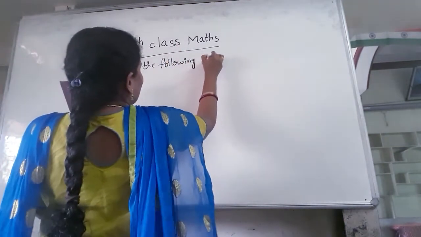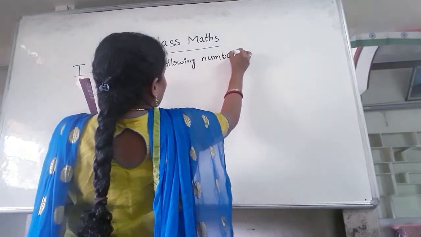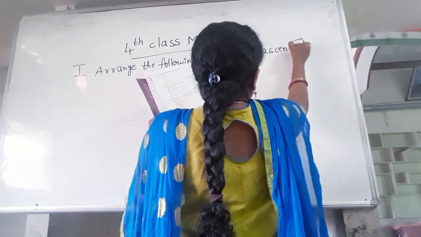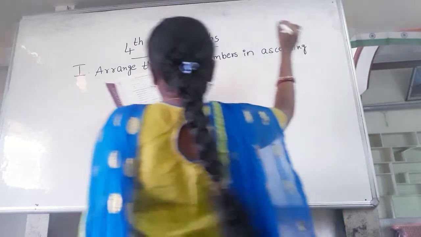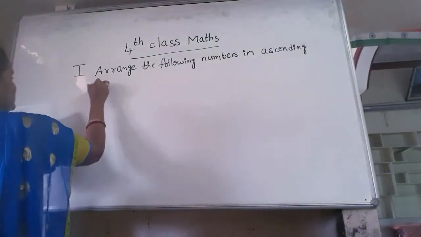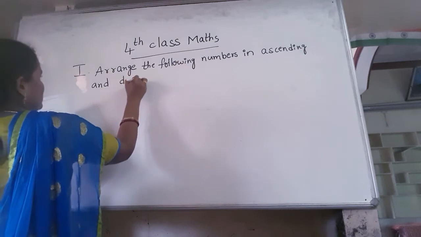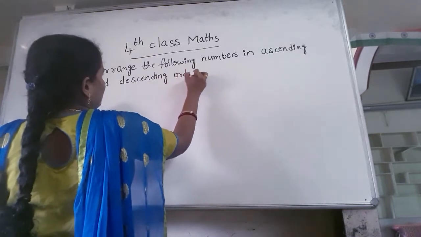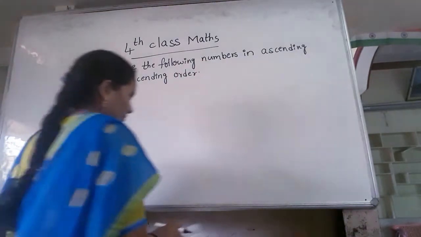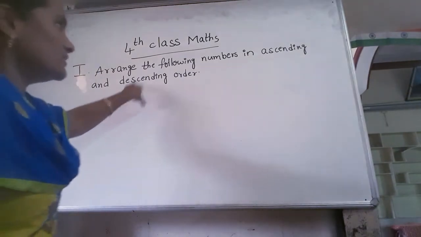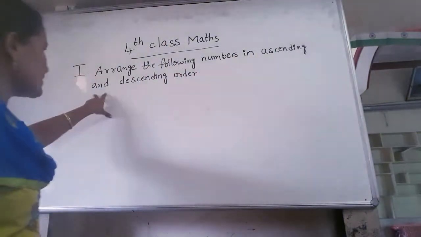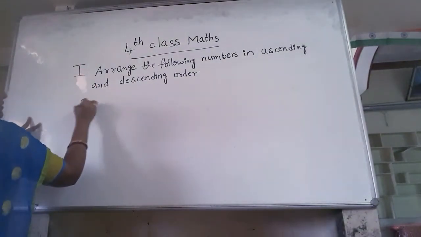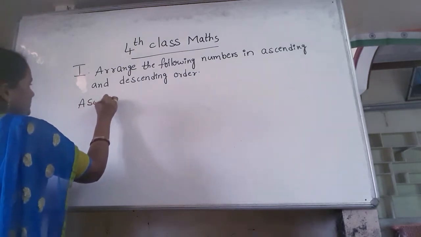Arrange the following numbers in ascending and descending order. Before I explain this, what is the meaning of ascending order and what is the meaning of descending order? How to write in ascending order first? First one, ascending order.